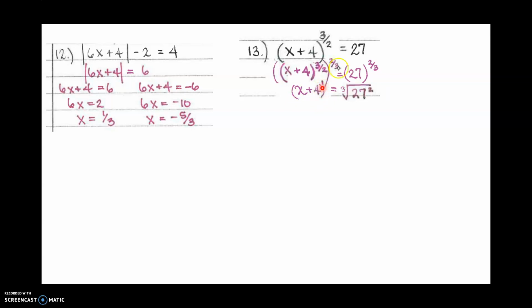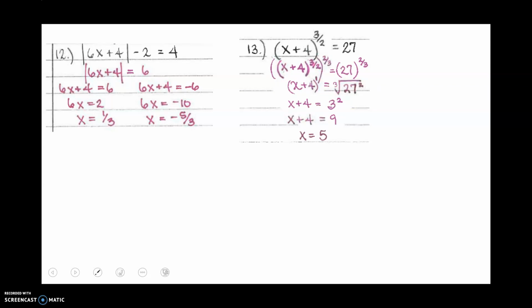Now, of course, what we do to one side, we do to the other side. So when we have 27 to the 2/3, remember that the numerator is your exponent and the denominator is your index. I do not want to take 27 and square it and then have to find a cube root of that. So remember you want to do the root first. So the cube root of 27, what number cubed is 27? That would be 3. So the cube root of 27 would just give us 3, and then we still have our square. So 3 squared would give us 9. So to get x by itself, let's subtract 4 from both sides, and we'll get x is equal to 5.